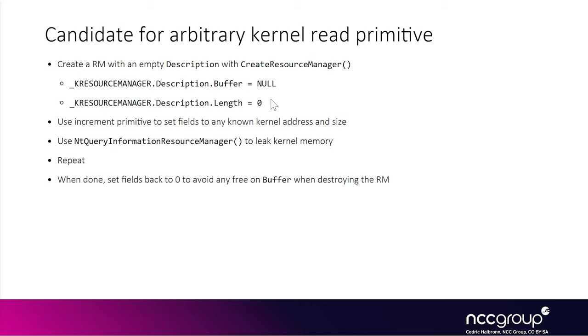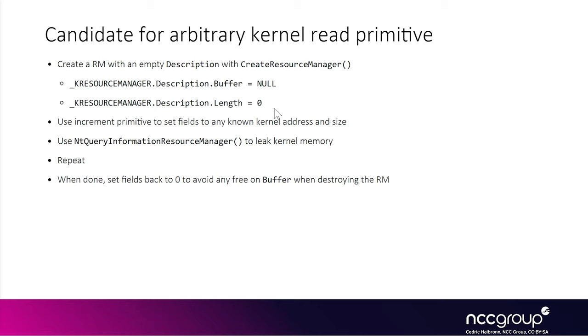And so we can set the buffer to an arbitrary kernel address and also the length to the number of bytes we want to read from that kernel address. And then we can just call NtQueryInformationResourceManager to read the data back to userland. And then if we want to read another kernel address and another length, we can just change both the buffer and length fields respectively to the new address and the new length we need, because we know the previous values we used when we were leaking the previous kernel region. And we can keep repeating that again and again.